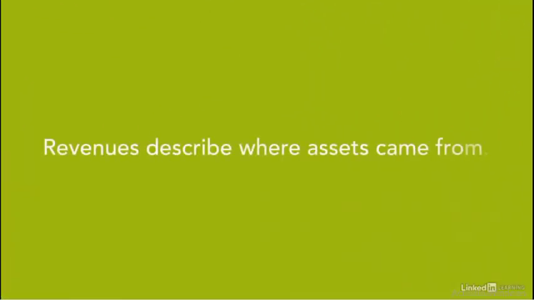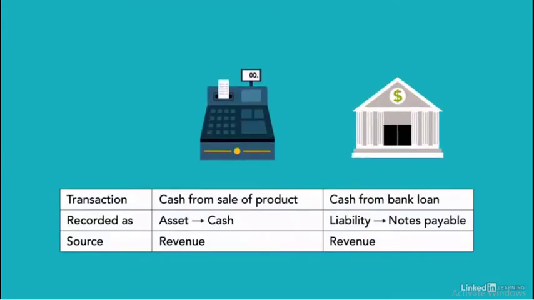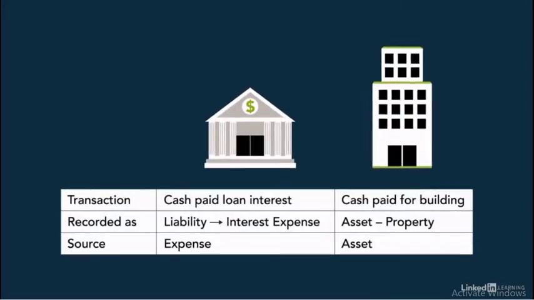Note that revenues are not synonymous with cash or other assets, but are a way of describing where the assets came from. For example, cash received from the sale of a product is recorded as the asset cash, but the source of the asset would be considered revenue. In contrast, cash received by borrowing from the bank would not be revenue, but an increase in a liability. By the same token, expenses are a way of describing how an asset has been used. Thus, cash paid for interest on a loan is an expense, but cash paid to buy a building represents the exchange of one asset for another.